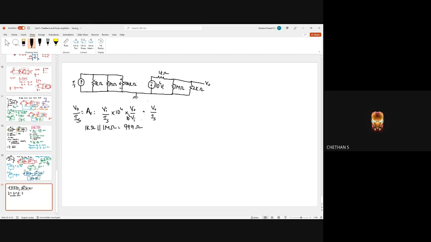And simply we can take the parallel combination of all three resistors. Yes, definitely that will also work. VI by IS is nothing but the input impedance, right? You can simply take the parallel combination of all these three resistors. That will work too. That's absolutely correct. So can you tell me how much is that, VI by IS? 989 ohms. Okay. So VI by IS is 989 ohms.